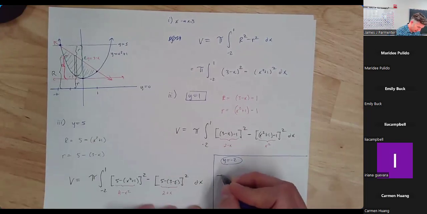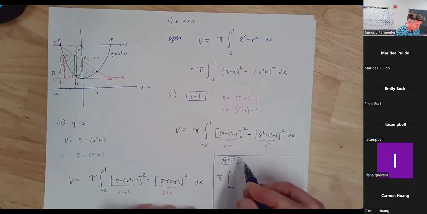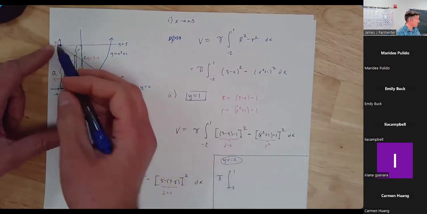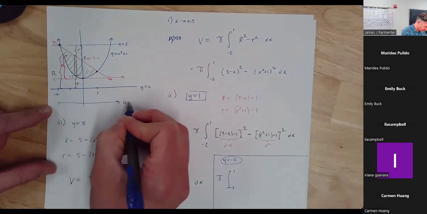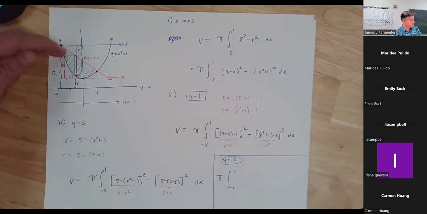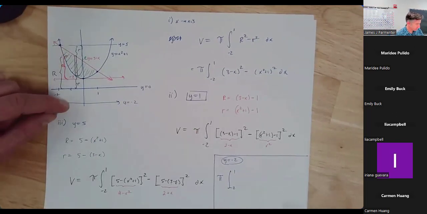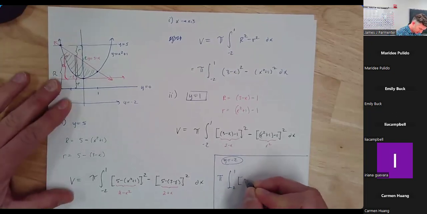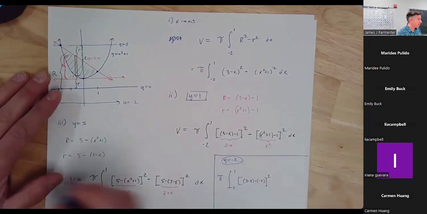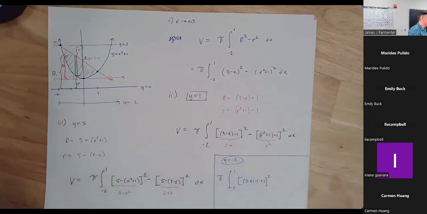I'm going to do pi times the integral from -2 to 1. I can see that the red 3 minus x is the further away function from my made up y equals -2 down here. So it's going to be the top function minus the bottom function, or I should say the top function minus the axis of rotation. So it's going to be 3 minus x minus -2, squared. But minus -2 is really adding 2.